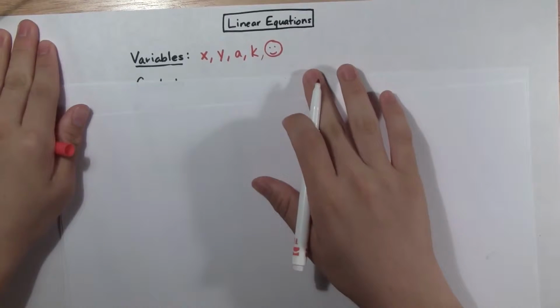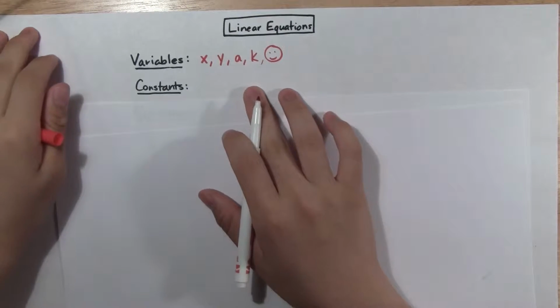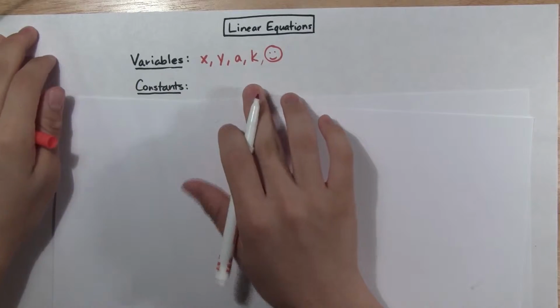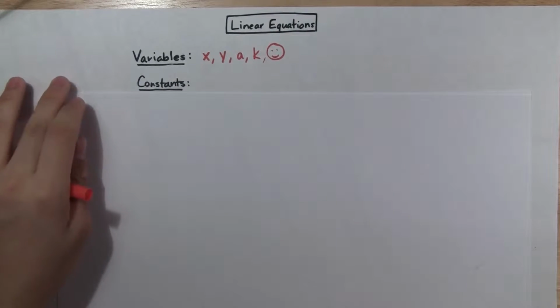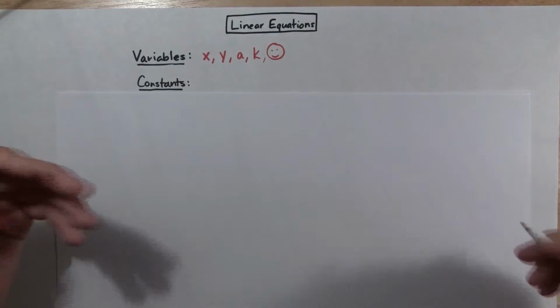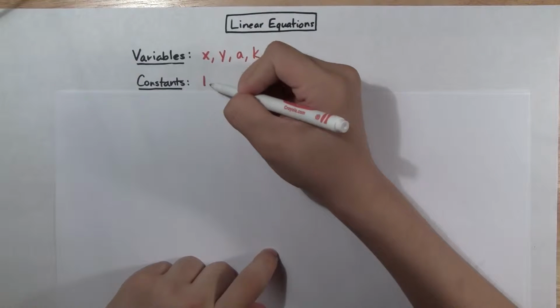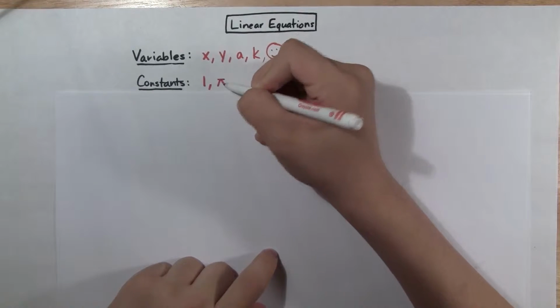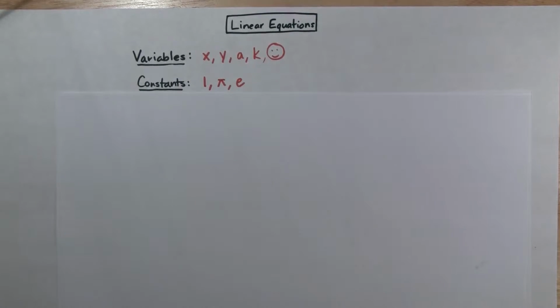So now let's talk about constants. Constants are the opposite. Constants maintain the same value. So the value of the constant does not change over time. It can only be a certain value. So a constant could be something like 1, or it could be something like pi, or something like e, which you'll learn more about in the rest of the Algebra 2 playlist.